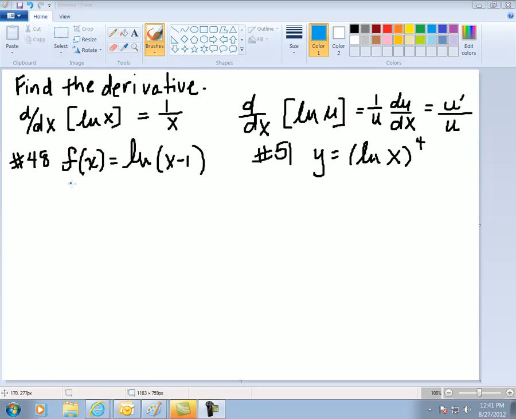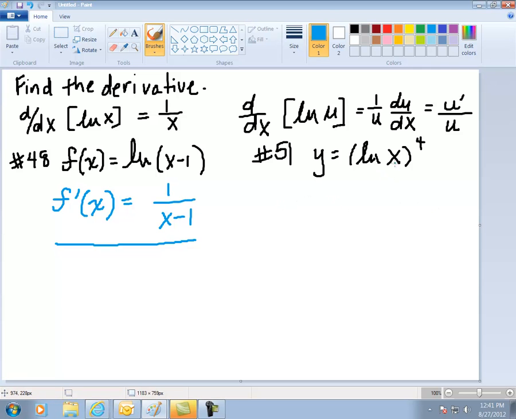In number 48, we have f of x equals natural log of x minus 1, and I'm looking for the derivative of that. Again, I can use either one of these formulas. In this case, I can just stick the x minus 1 under 1, and then the derivative of x minus 1 is simply 1, so that is my final answer. Let's look at another one.